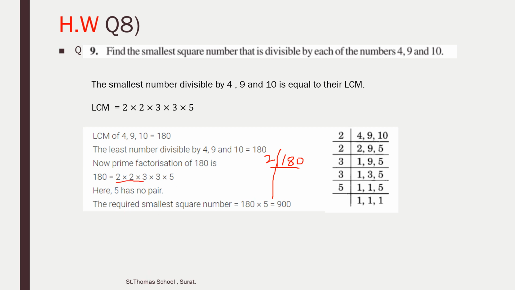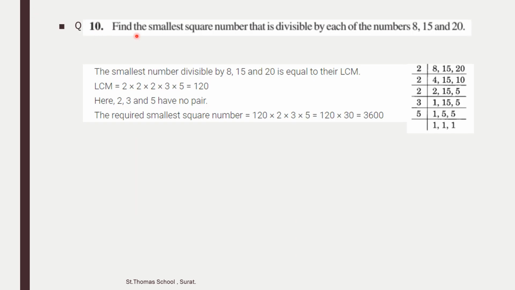Here 2 times, 3 also 2 times, but 5 is not in pair. That means here 5 has no pair. Therefore, the required smallest square number is equal to 180 multiplied by 5, that is 900. So, the smallest square number that is divisible by each of the numbers 4, 9 and 10 is 900. Clear?